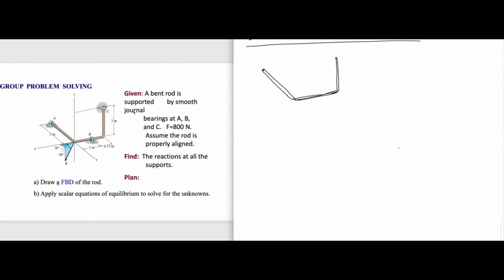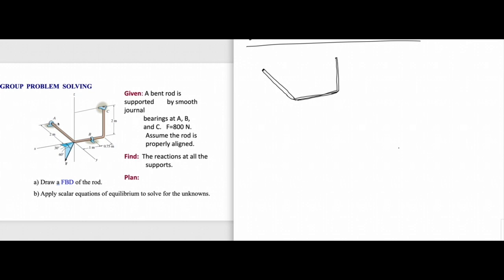Smooth journal bearing means it is not a thrust bearing like the problem we have solved in one of the previous examples. A thrust bearing means this can go in and out. For example, at B it allows in and out motion, at C it allows up and down motion, and at C it allows free rotation with respect to the Z axis. At B it is free rotation with respect to the X axis. At A it is free rotation with respect to the Y axis.